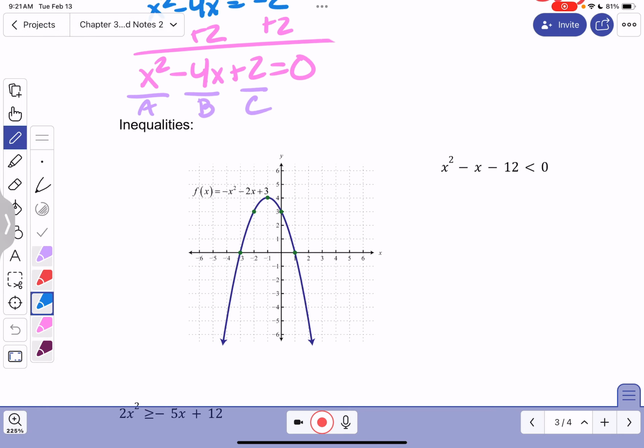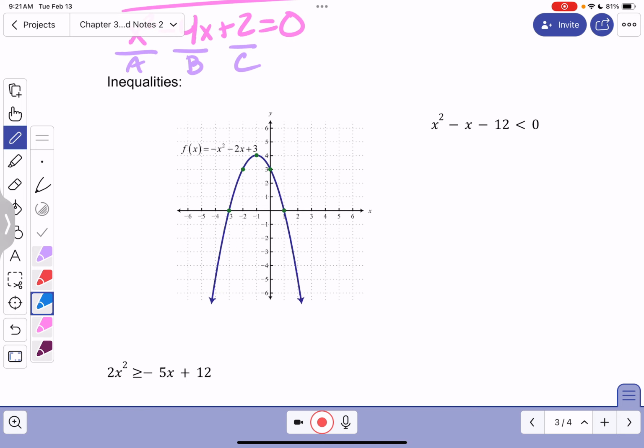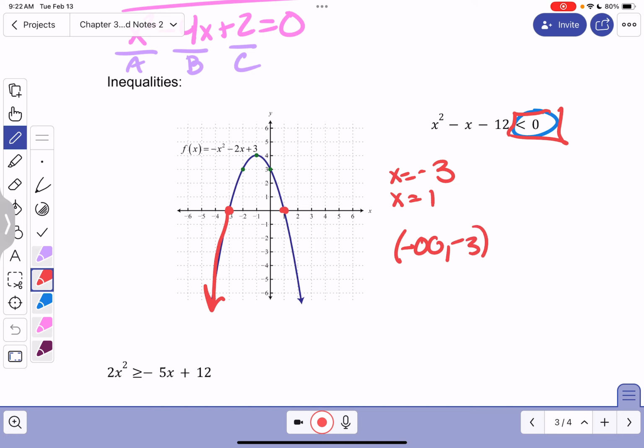Okay, inequalities. Same thing. If you're solving for inequalities, you're saying, when on this graph, is it less than 0? So we're looking for these parts. If you have the graph, we just find the point. So when x is -3 and when x is 1 are our intercepts. To be less than 0, we'd write the domain of this part. So -infinity to -3. And then the domain of this part is 1 to infinity. That's one way to do it if you have the graph. Find your x-intercepts and fill in the point.